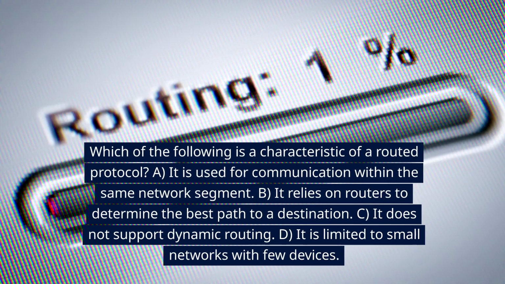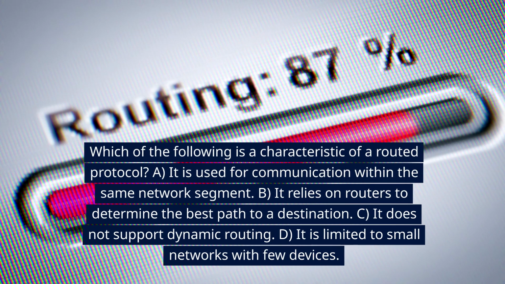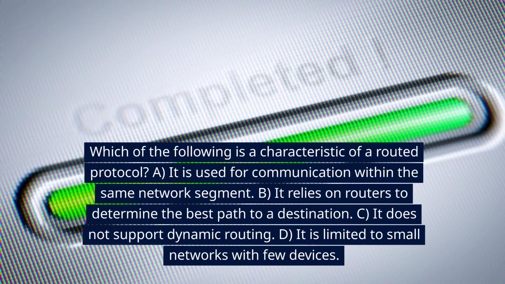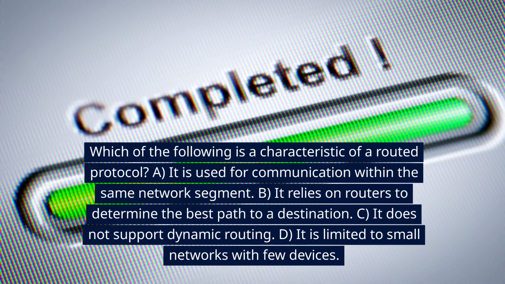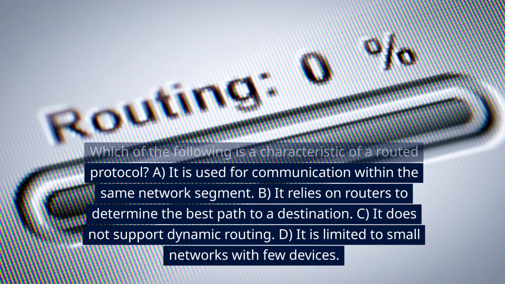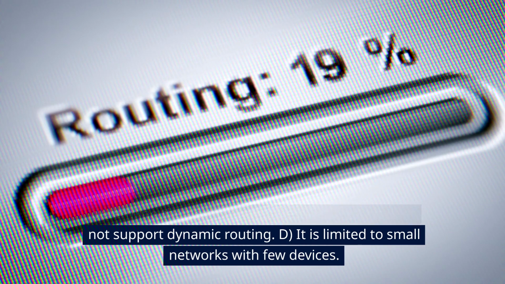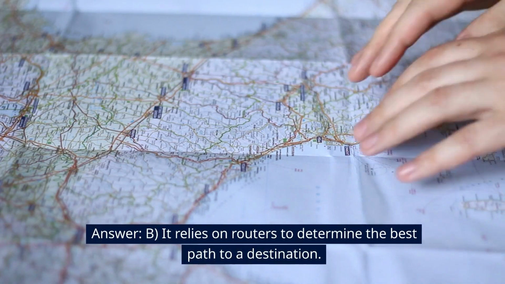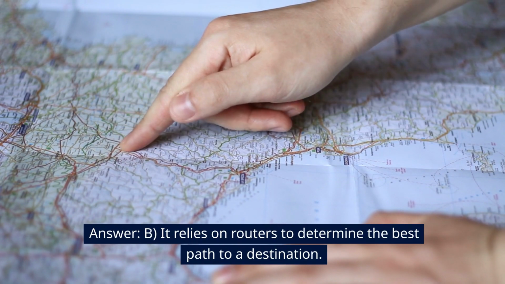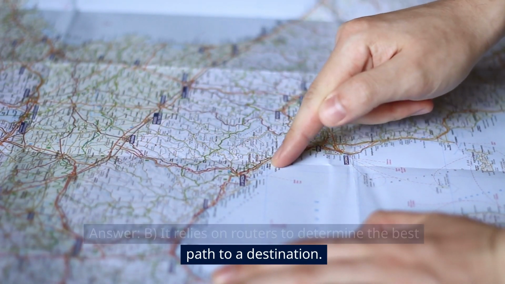Which of the following is a characteristic of a routed protocol? A. It is used for communication within the same network segment. B. It relies on routers to determine the best path to a destination. C. It does not support dynamic routing. D. It is limited to small networks with few devices. Answer: B. It relies on routers to determine the best path to a destination.